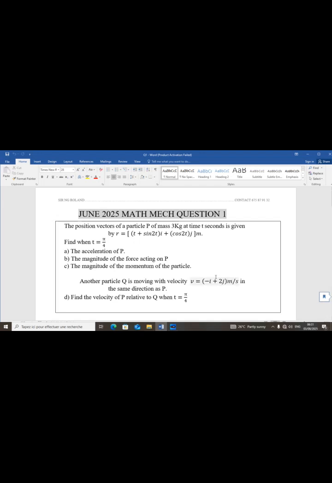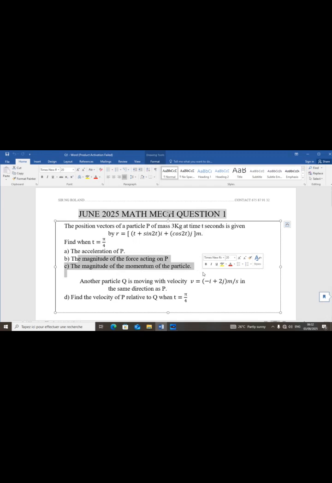The question reads: the position vector of a particle P of mass 3 kg at time t seconds is given by r equals (t plus sin 2t) i plus cos 2t j meters. Find, when t equals pi on 4, (a) the acceleration of P, (b) the magnitude of the force acting on P, then (c) the magnitude of the momentum of the particle.